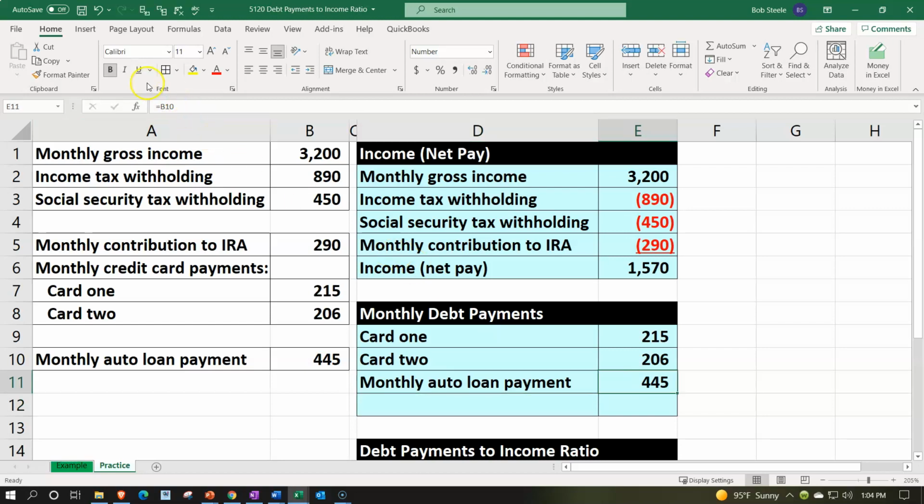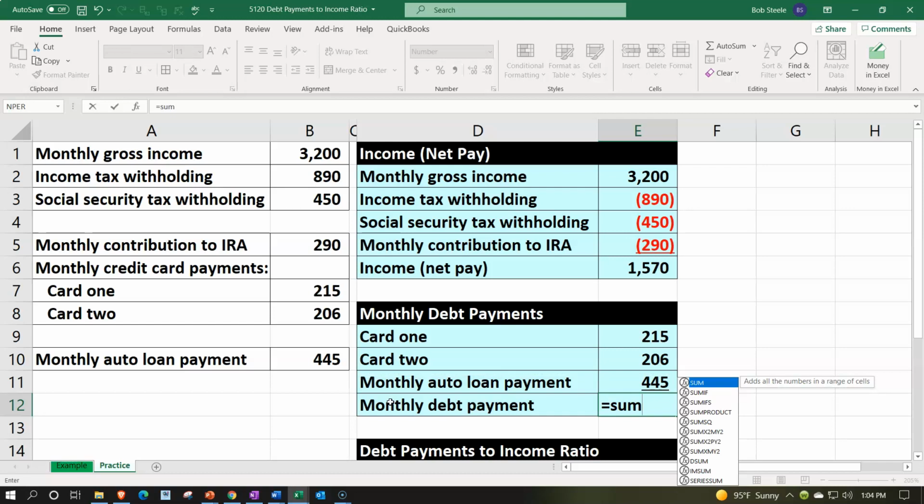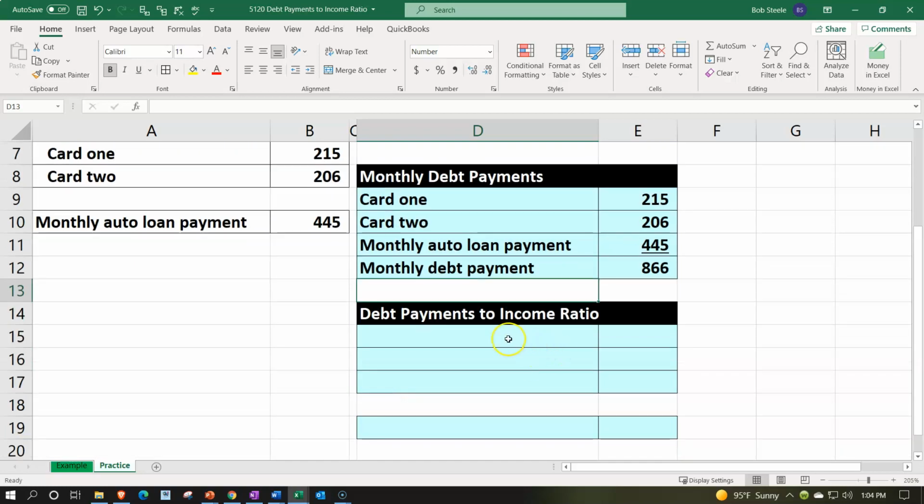Going to underline that, font group and underline, and this is going to be then the monthly debt payments. And we'll sum that up, equals the SUM, shift 9. And then we'll pick up, that's going to be the 866. So then we could just compare the two out.